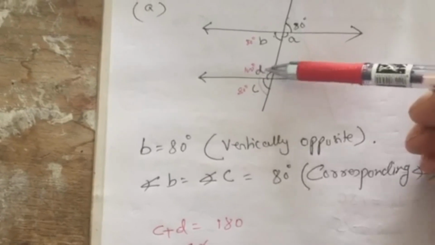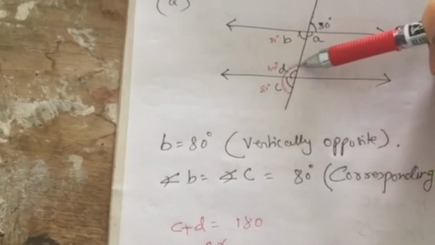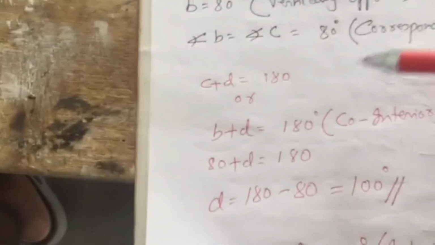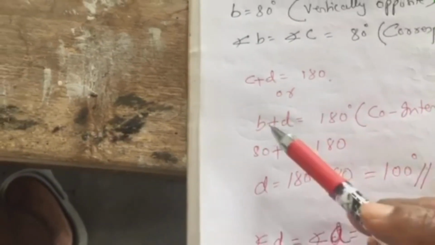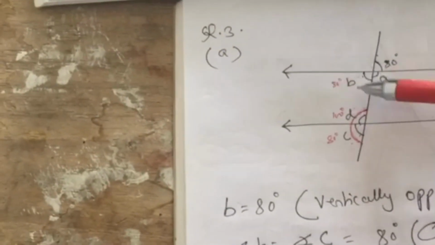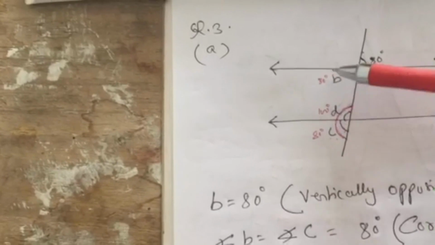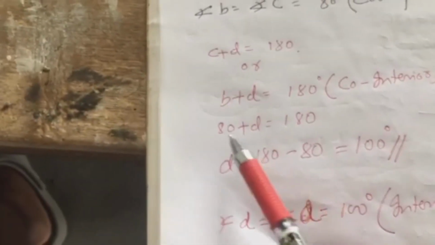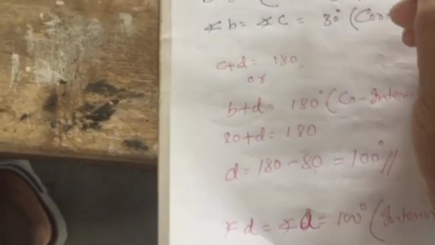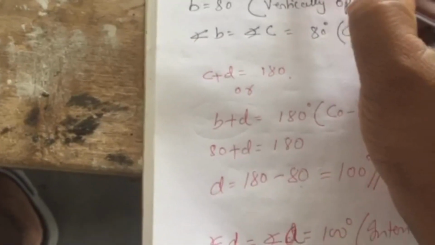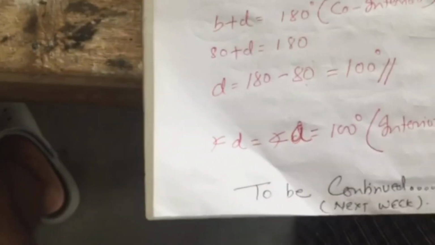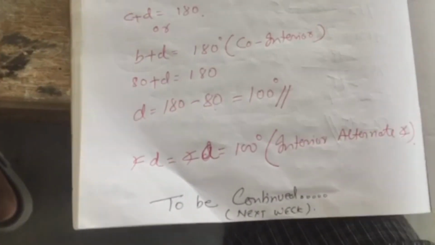Now I need to find out the value of D. If you see here, C and D make a protractor here. It forms a straight line, linear pair. So if I add angle C and angle D, I'll get 180. Or I can do it this way also, angle B and angle D, I have taken as co-interior. If I add B and D, it is co-interior. So B was already 80, so D will be 180 minus 80. Sorry, D will be 100. So if D is 100, A is also 100. Interior alternate angle. See, I have done it here. D and A are equal, it is interior alternate.